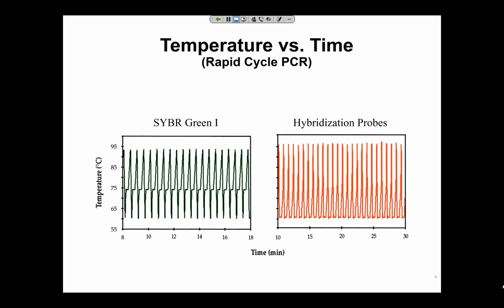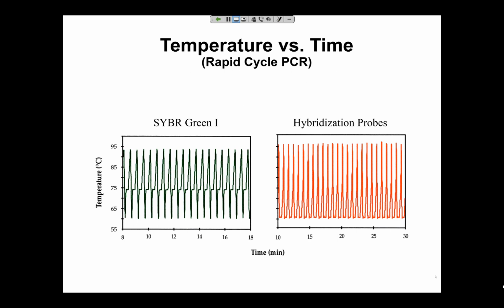If you plot temperature versus time, you follow just the heating of your sample. The temperature traces I'm showing here are part of what's typical for rapid cycle PCR. So it's not long cycles. In fact, if you look at the time, it's actually listed in minutes, and typically in rapid cycle PCR, you're done in 15 to 30 minutes. Okay, so this is the first picture looking at just temperature versus time.